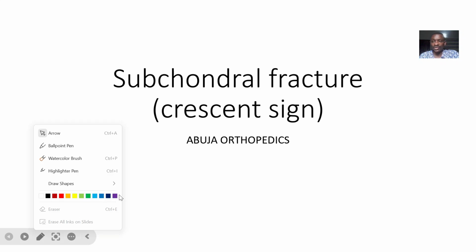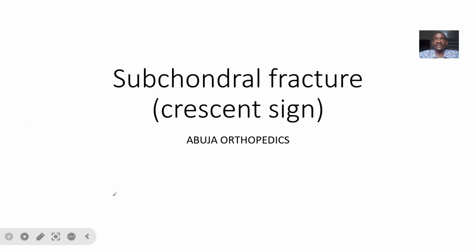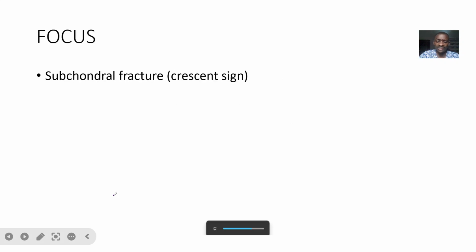We are looking at subchondral fracture, and we are also looking at its characteristics. If there's a subchondral fracture, you can visualize it on an X-ray. There's a feature that helps us actually identify this, known as the crescent sign. It will look like a moon shape, so they call it the crescent sign.